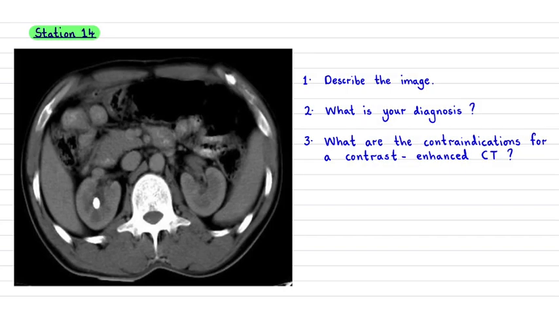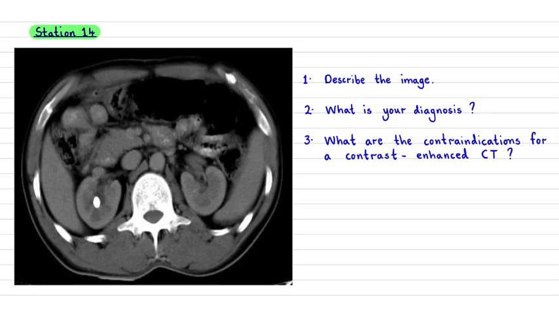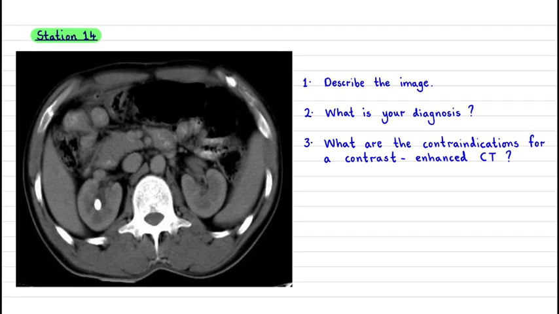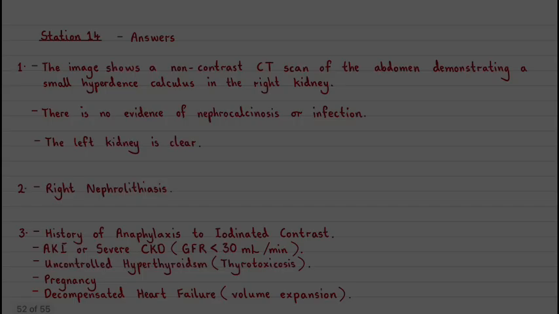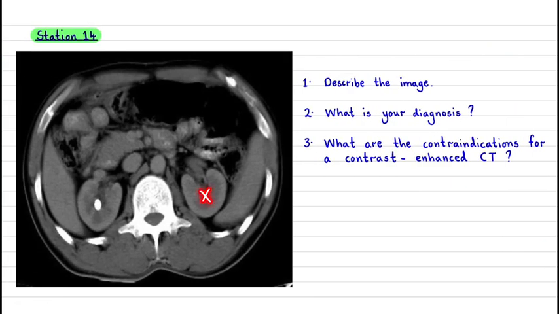Lastly, station 14, describe the image. What is your diagnosis? What are the contraindications for a contrast-enhanced CT? So the image shows a non-contrast CT scan of the abdomen demonstrating a small hyperdense calculus in the right kidney. So this is a non-contrast CT of the abdomen because, as you can see, the large vessels are not opacified. And then this CT scan demonstrates a small hyperdense calculus in the right kidney. So this is the small hyperdense calculus we're talking about. And then the left kidney is clear. We can't see any of that on the left side.